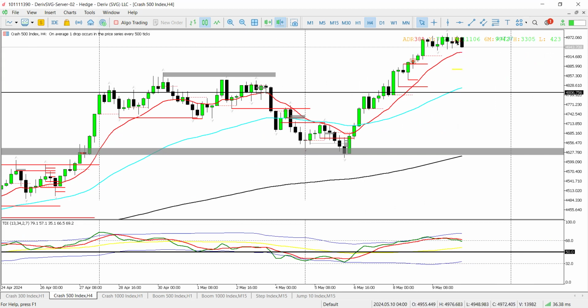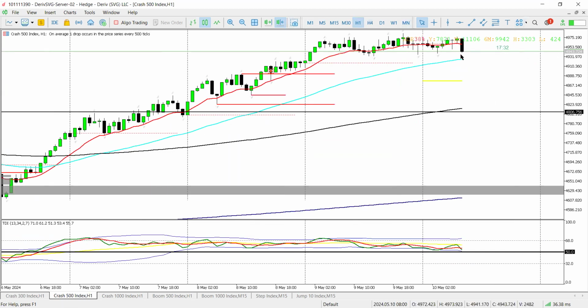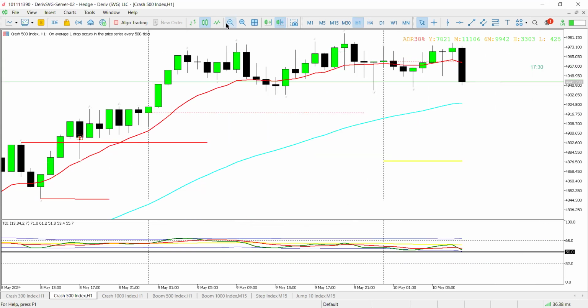So on H4, price is going sideways. Nothing much there. On H1, we are now below the 13 EMA. That's the reason why I'm also selling. This candle will be closing in about 18 minutes from now.